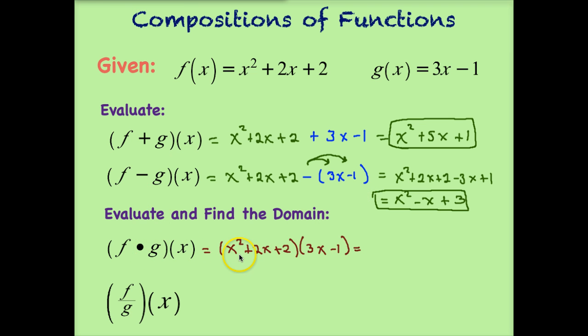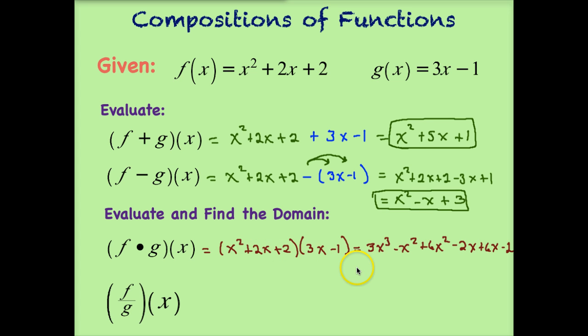For the first one, we're just multiplying the two functions together. We use the distributive property to help us with this. I will take all of the x squareds and multiply it by each of these terms. I will take all of the 2x and multiply it also by each of those terms, as well as the 2 and multiply it through. Remember, with multiplication, order doesn't matter. So I could have put 3x minus 1 first.